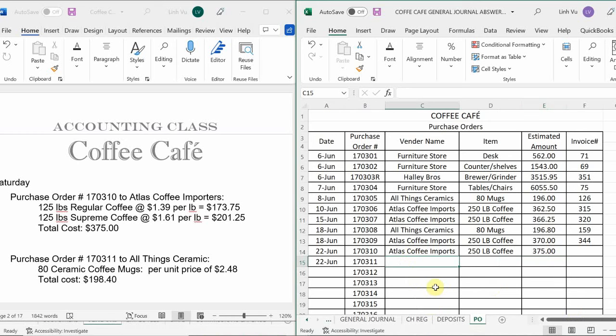Then the second one, purchase order number 311, is to All Things Ceramics for 80 coffee mugs at a total of $198.40.